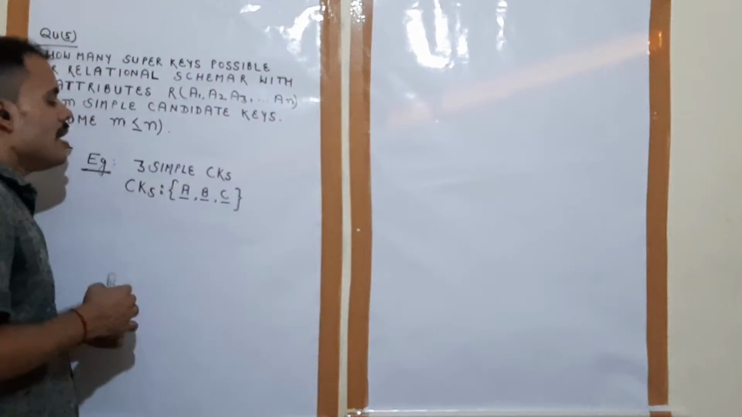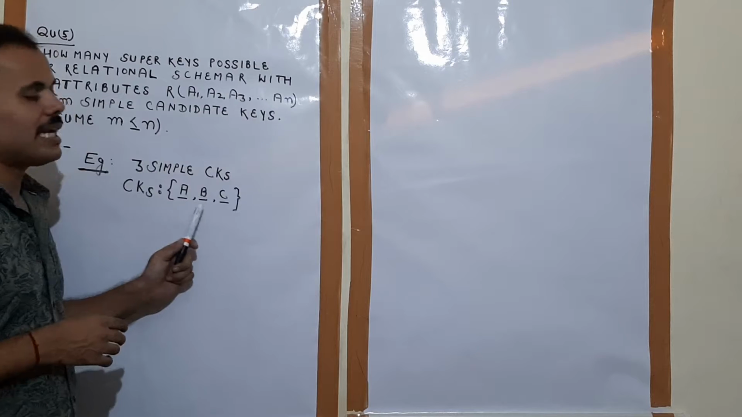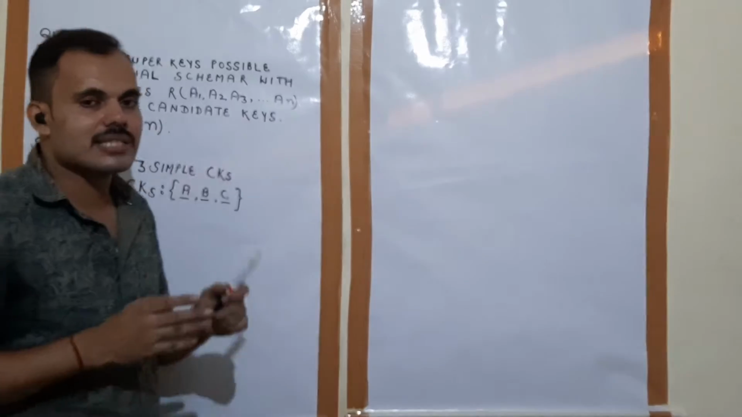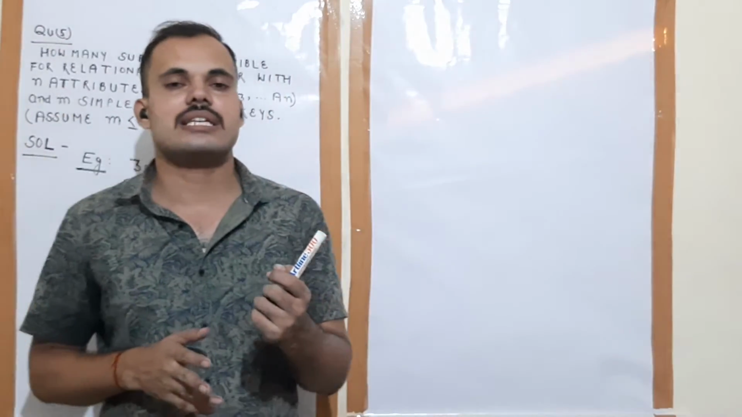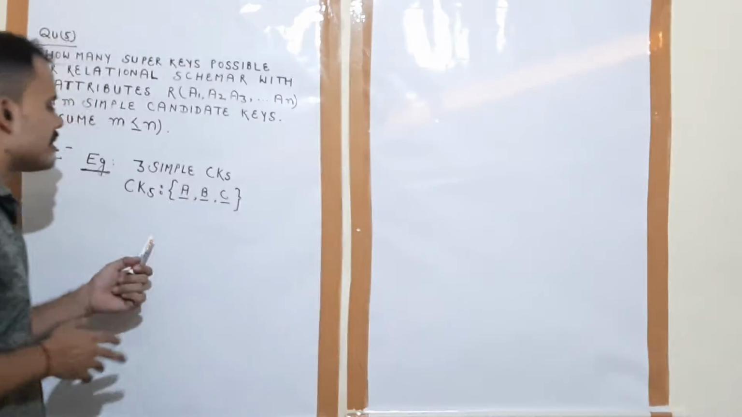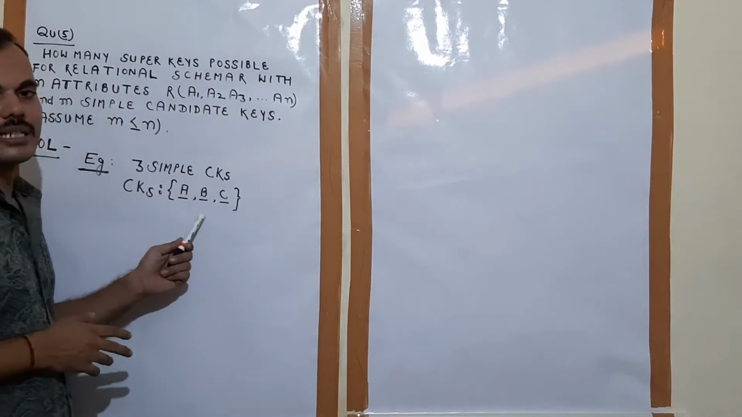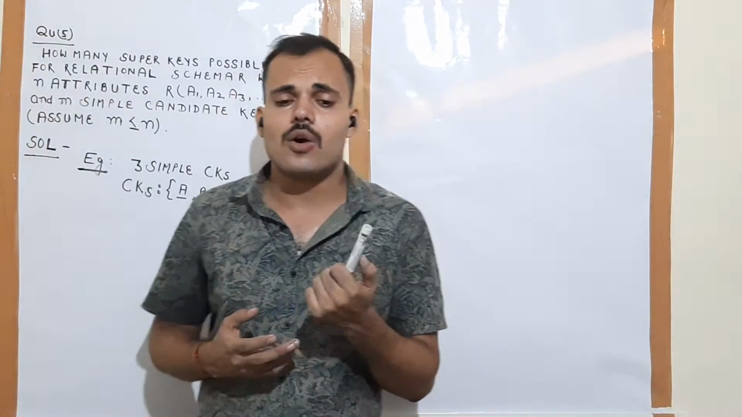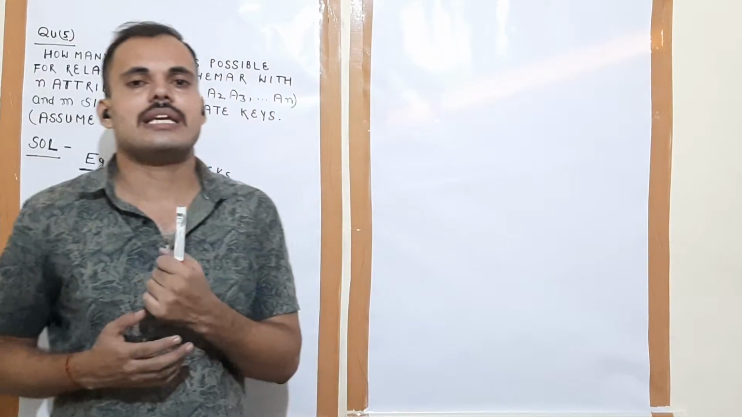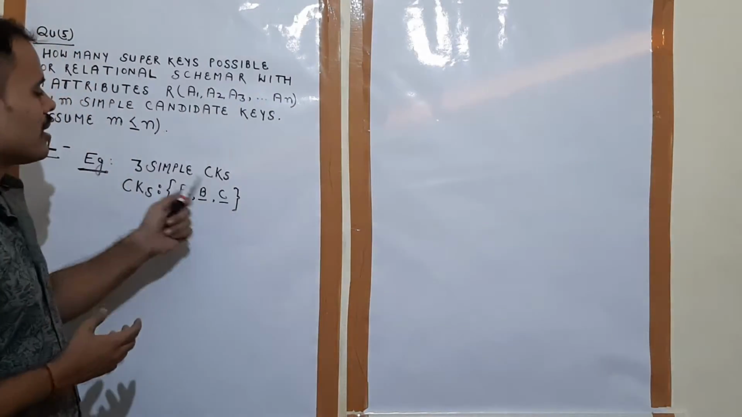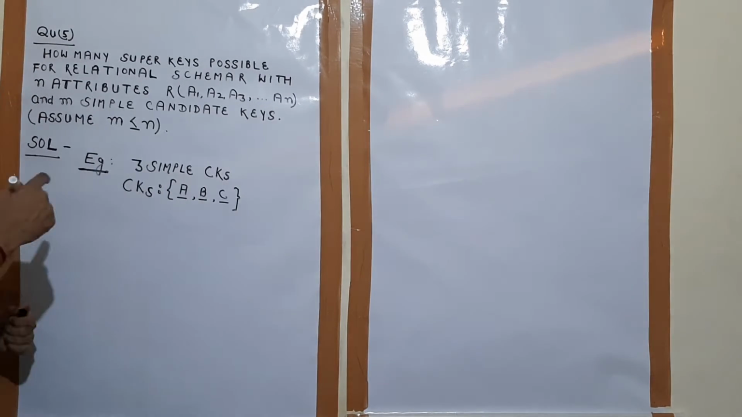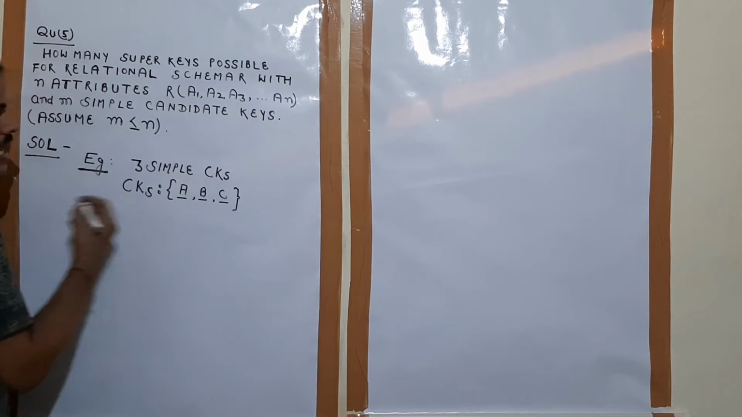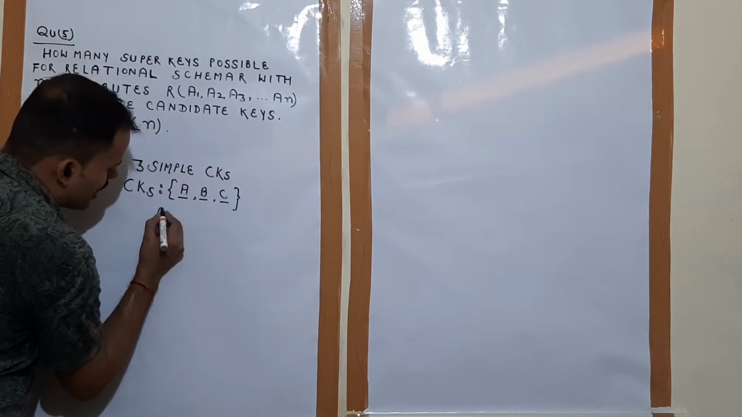Now see here, the prime attributes are A, B, and C, and these candidate keys are simple candidate keys, which means these candidate keys consist of only one attribute. This candidate key A, this candidate key B, this candidate key C, all consist of only one attribute. Now we need to find the super keys among these three prime attributes. So if we take A, A is a candidate key, so A is also a super key.